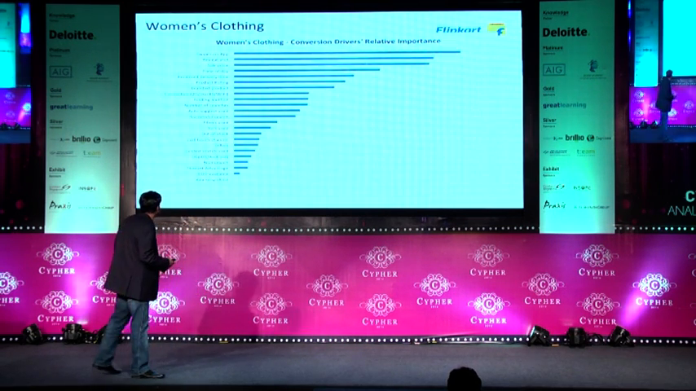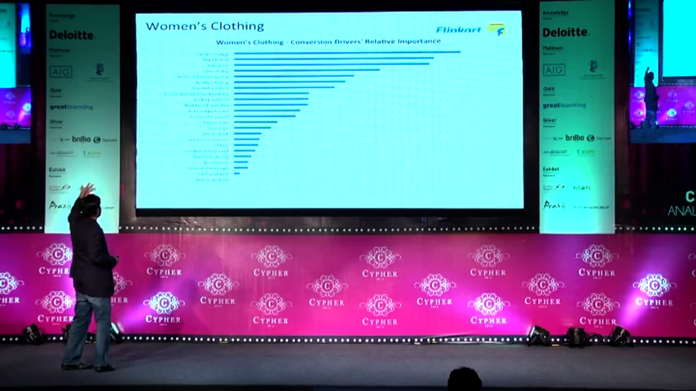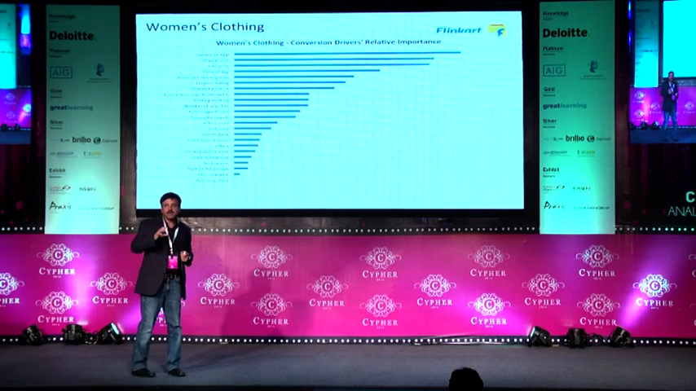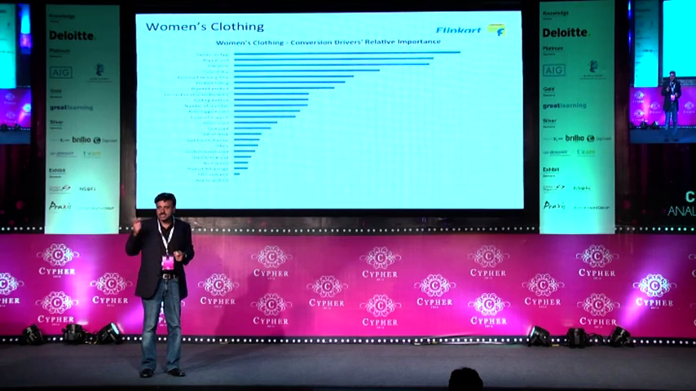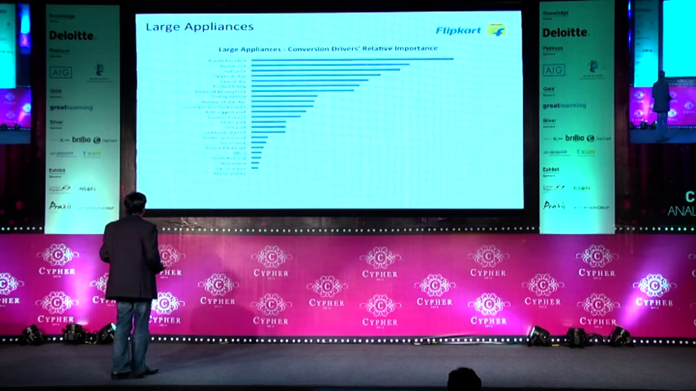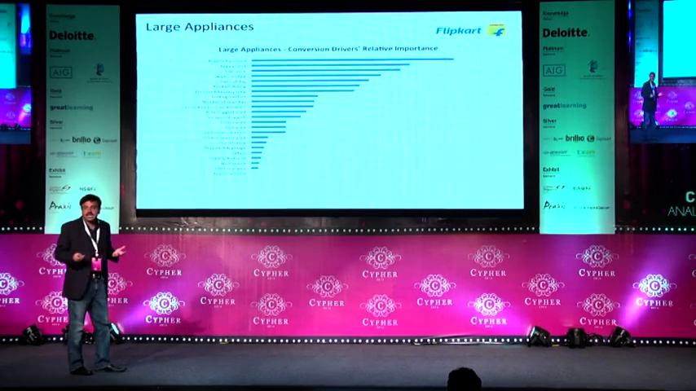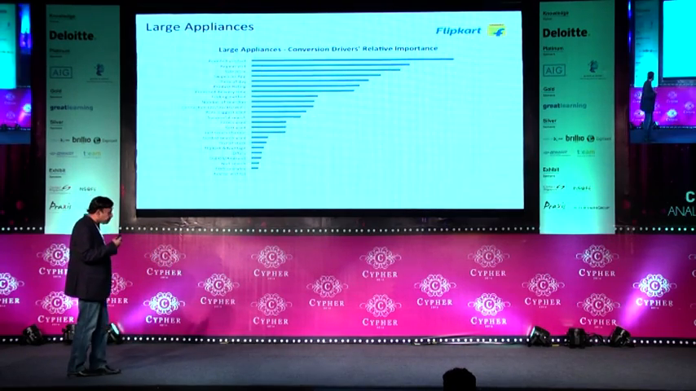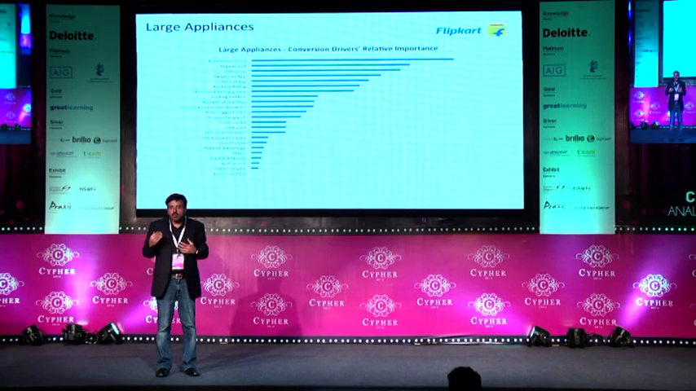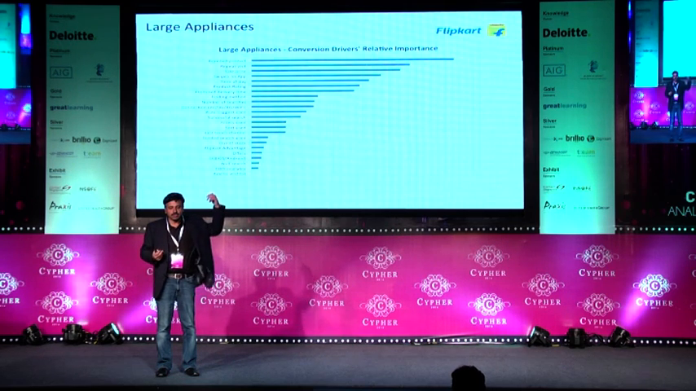For example, if you look at women's clothing, the topmost driver is swipes on the app, which means you want to have a lot of comparable selection, colors, designs, and so on and so forth. So basically you're able to do a lot of browsing and shopping much like you would do in a brick and mortar store, right? Whereas if you look at large appliances like TV and so on, it is certain brands, right? So understanding what brands drive conversion is probably the most important.